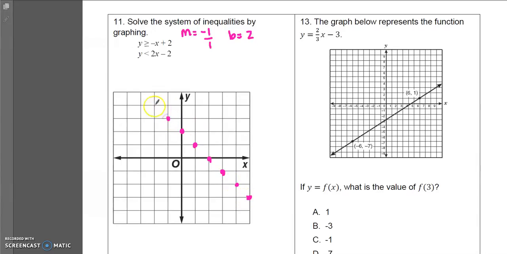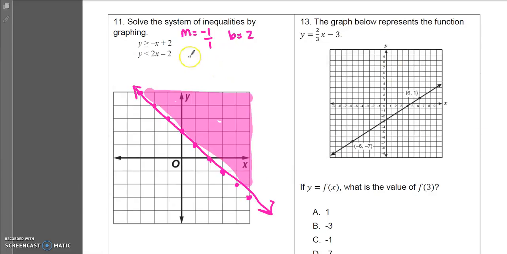If I go the opposite direction, I can connect those points. It needs to be a solid line because it has an equal to on my inequality sign. So there's my solid line. And then because it's a greater than, I am going to shade above the line. So all of this is going to get shaded. Okay. All right, let's go to the next one.